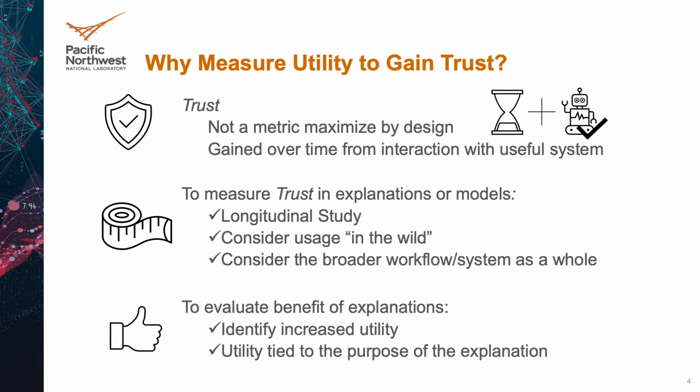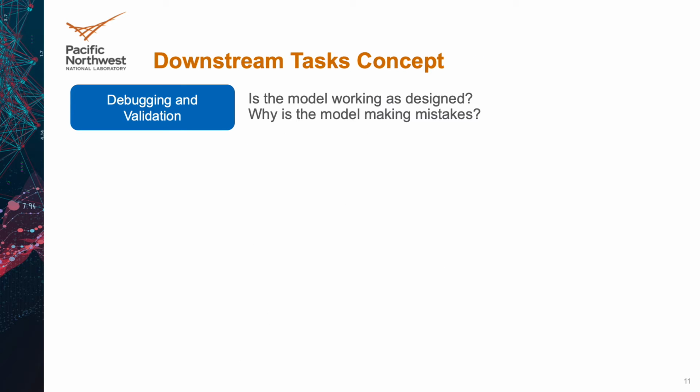Instead, we argue that research studies that seek to measure the benefit of novel explanations should focus on utility over trust. To support this goal, we have identified 5 broad use cases where researchers could design experiments to measure the utility of explanations. These use cases are as follows.